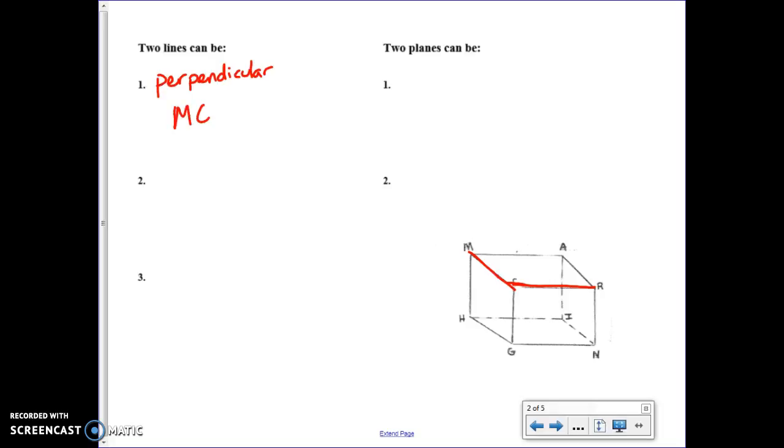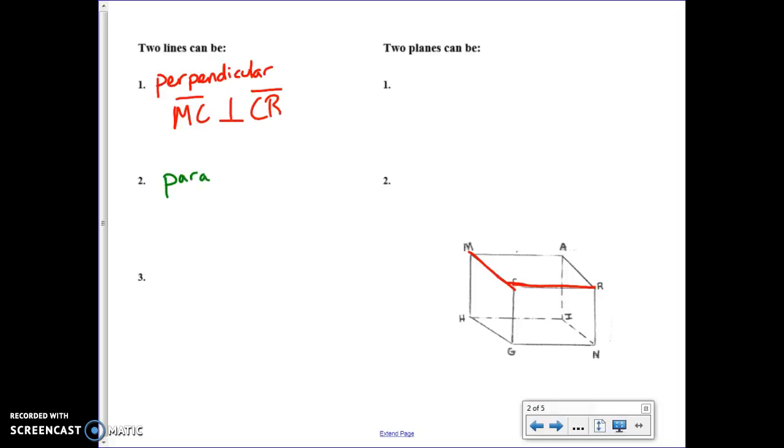those would be perpendicular. So MC, and I'm going to put the segment bar above it since it is just a segment there. And then remember that perpendiculars are upside down T, and then CR with the segment bar above it. You can pick out another example if you like. MC and CG would also be perpendicular. MC and MH would be perpendicular. Lots of options there.